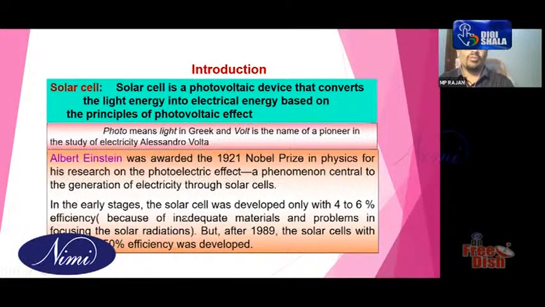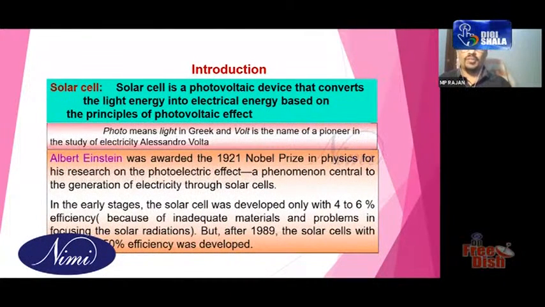Okay. So the first is Albert Einstein, a famous scientist, who developed this theory of the photoelectric effect, for which he got a Nobel Prize in 1921.